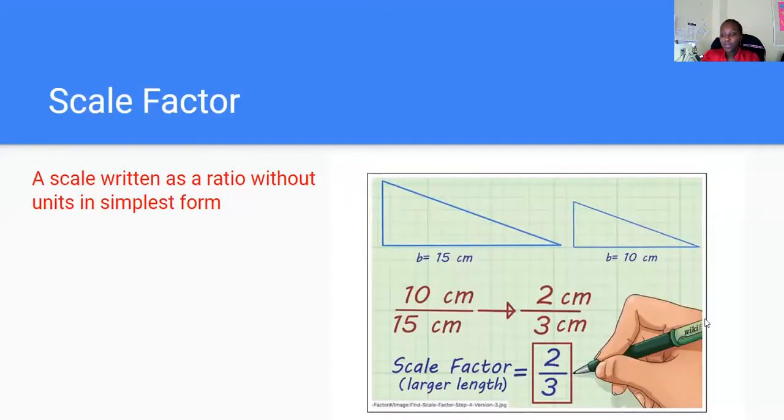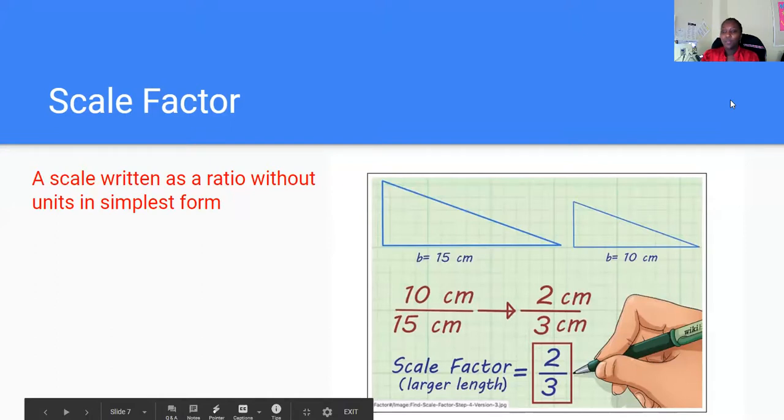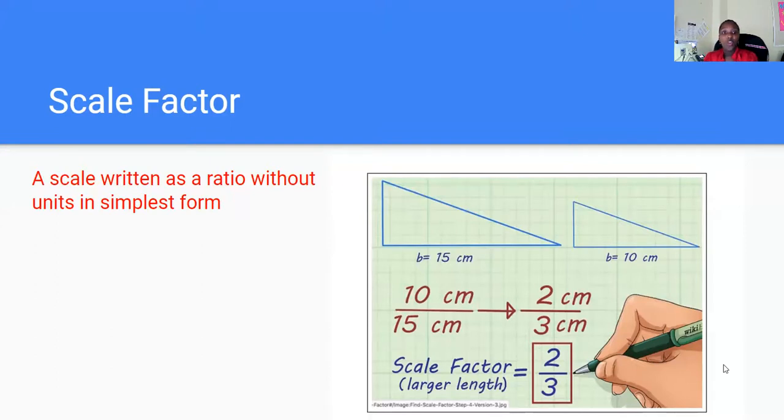Scale factor. Let me move my face out the way a little bit. There we go. Scale factor. A scale written as a ratio without units in simplest form. So you just have the numbers, no units. You're not really comparing anything. So let's look at this example. We have two triangles. It says the base is 15 centimeters on the bigger one, and the base is 10 centimeters on the smaller one.